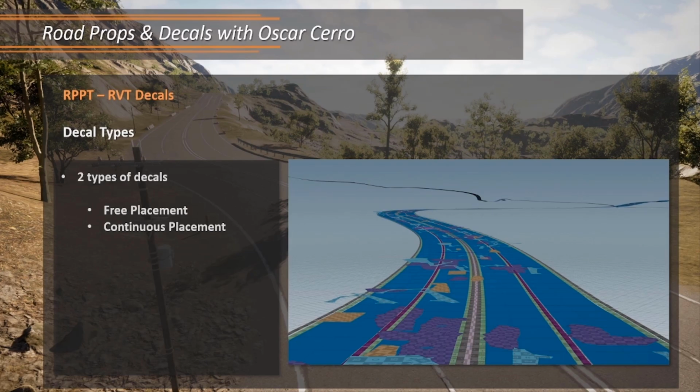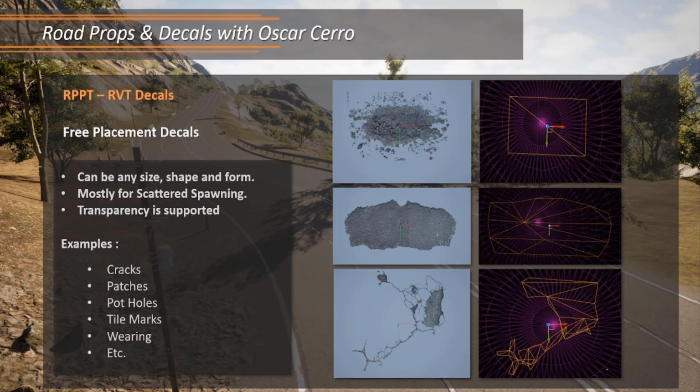In our system, we have detected 2 main categories of decals. The free placement decals are the most straightforward, as they can be any size, shape, and form. They are meant to look good at any point on the road, so mostly they will be scattered. Just to mention, on these decals, transparency is supported.